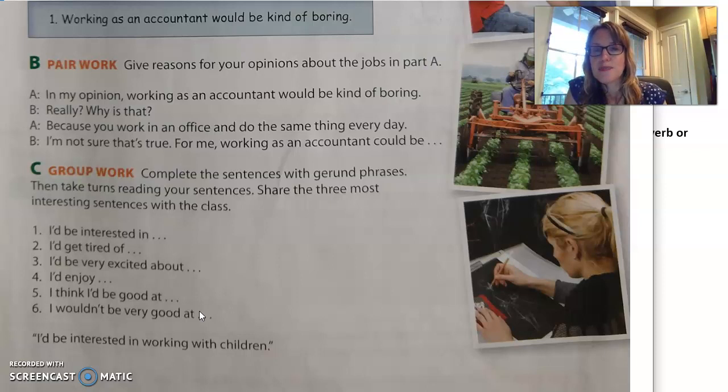All right, for this exercise, not always. You could use a noun. In this case, we're using a gerund.